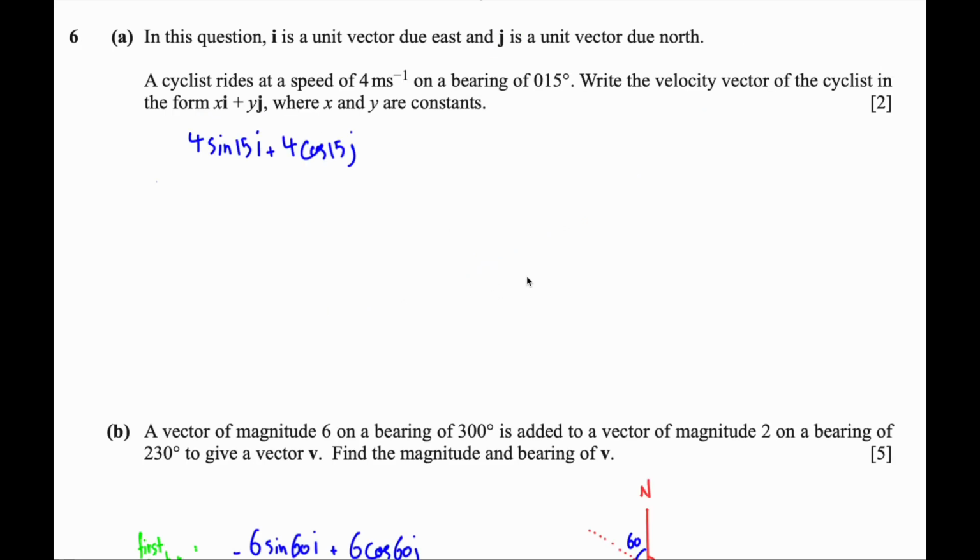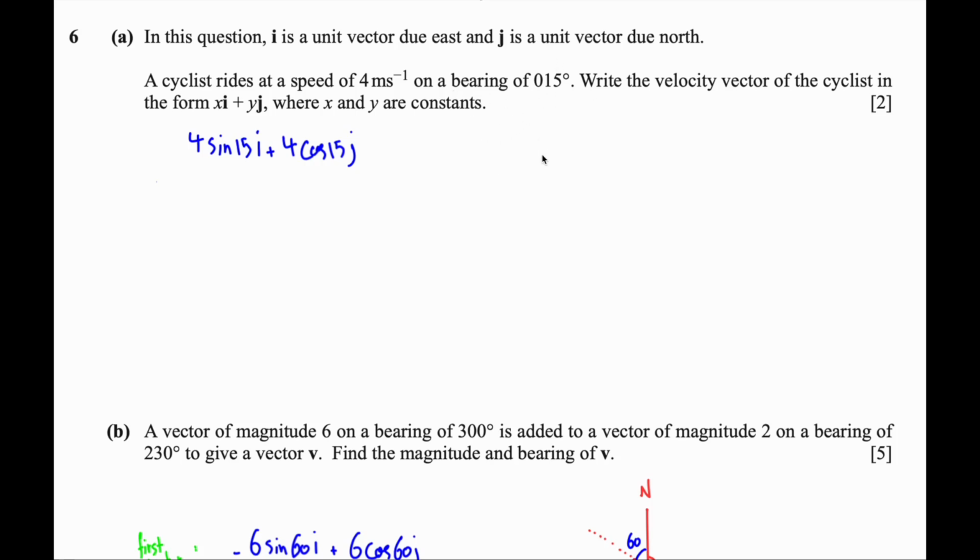Question number 6. Question number 6 is about bearings. So we have a cyclist who rides at a speed of 4 meters per second on a bearing of 15 degrees. Write the velocity vector of the cyclist in the form xi + yj. And we are also told that i and j are unit vectors due east and north respectively.